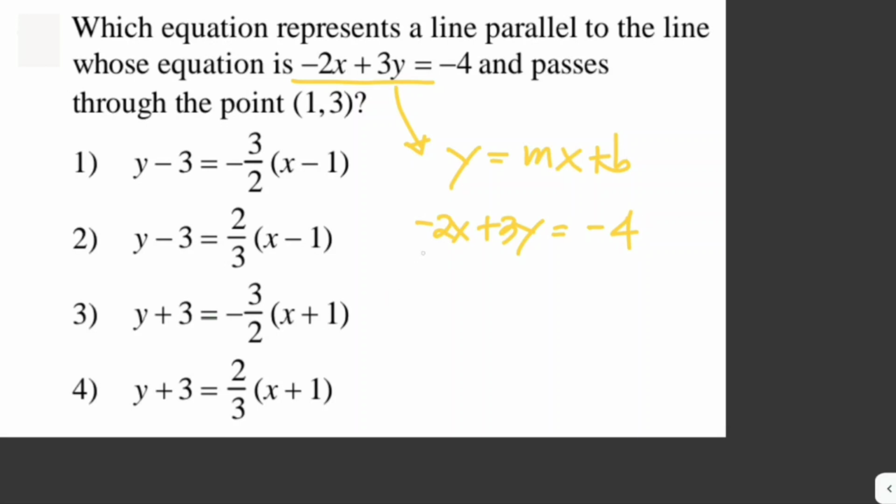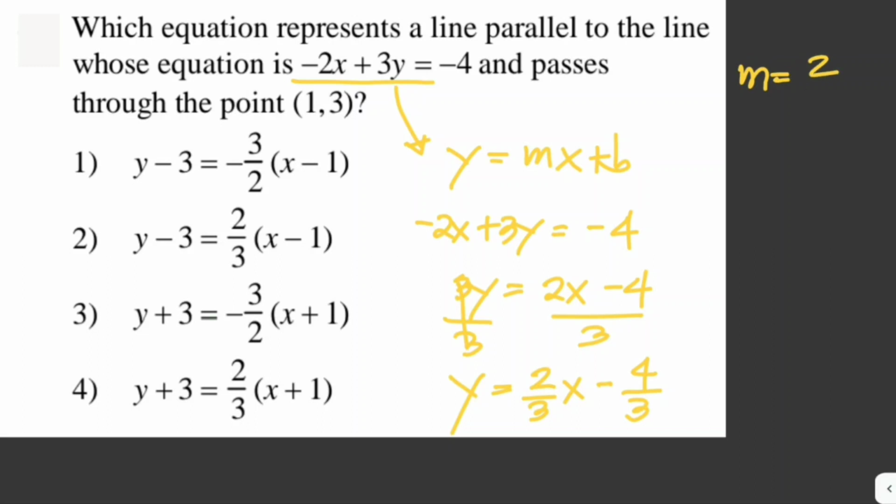So this is -2x plus 3y equals -4. We transpose -2x to the right. This would be 3y equals 2x minus 4. Then we divide both sides by 3. Therefore, the equation of the line would be y equals 2/3 x minus 4/3. So the slope is just equal to 2/3.